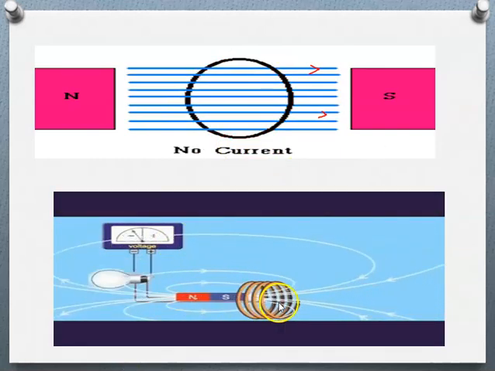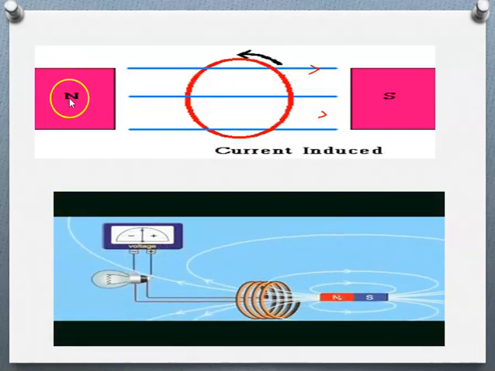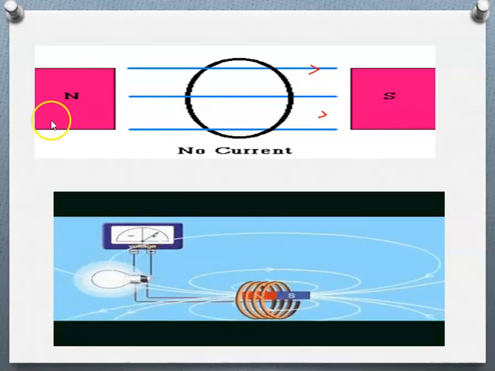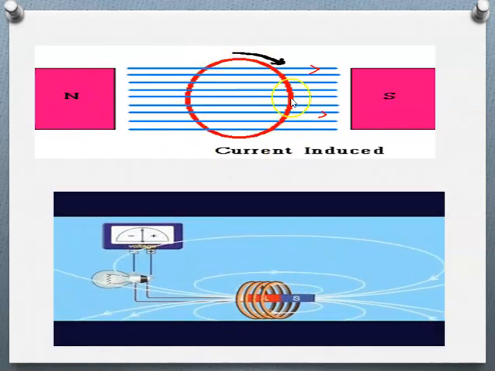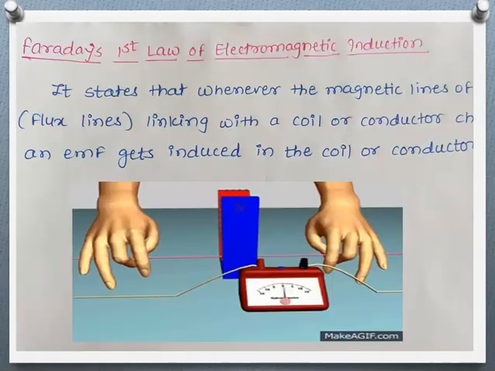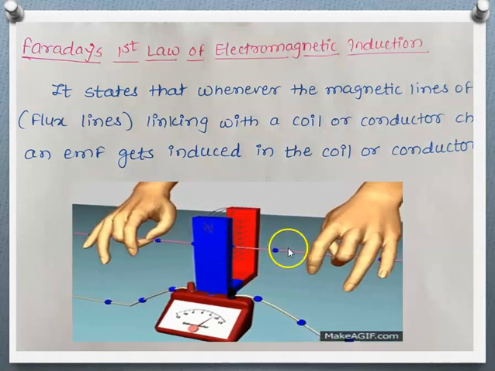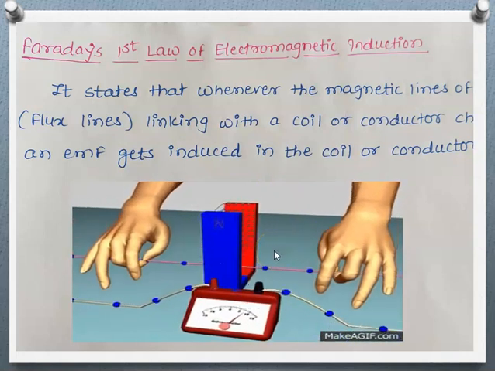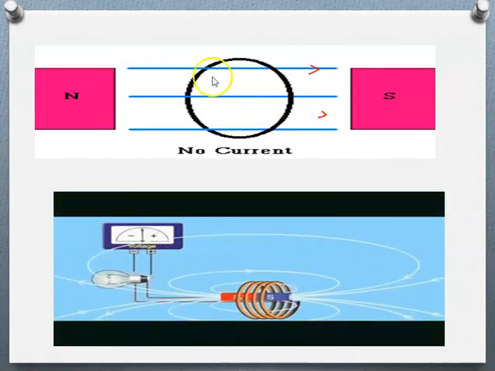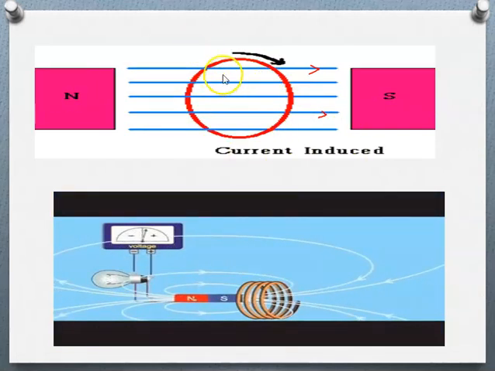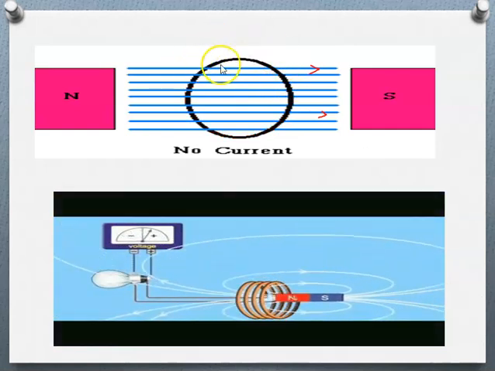The second figure shows that the conductor is moving here. The magnets are stationary, they are at a standstill position, but the conductor is moving. In this figure also the magnetic field is stationary, but the conductor is moving, rotating in this direction, then again rotating in this direction to produce the EMF.